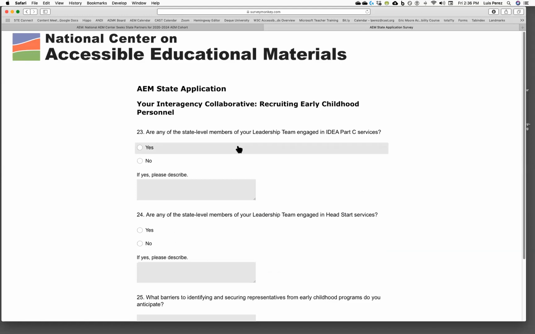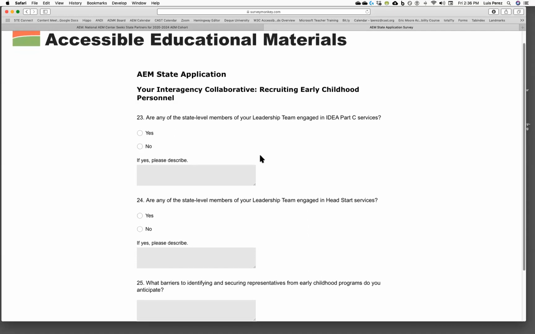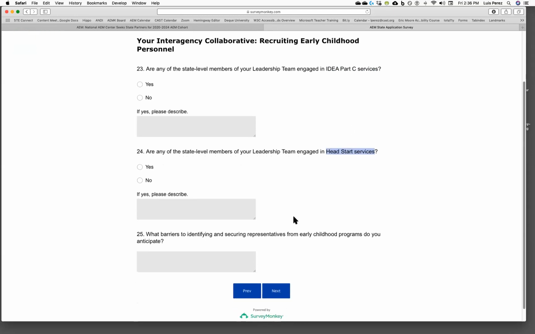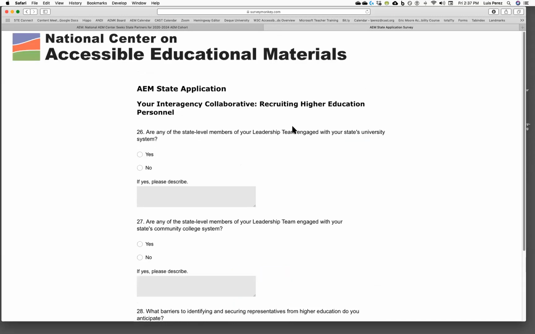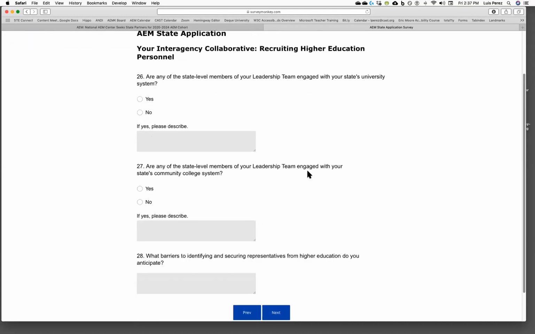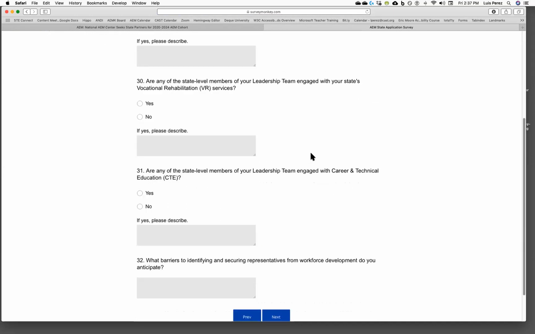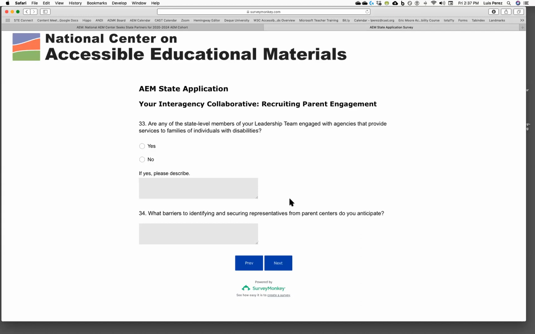All right, so then we go through each of the stakeholder groups that would be in that interagency collaborative and ask you a few questions related to that specific stakeholder group. So for instance, this is the early childhood one. We would ask you about IDEA Part C services, Head Start services. So different service areas or programs that are related to early childhood in your program. And the pattern will repeat itself for each of the other stakeholder groups. So for higher education, workforce should come next, logically. And then parental engagement, which is such an important component. They're great partners of us in doing the AIM work.